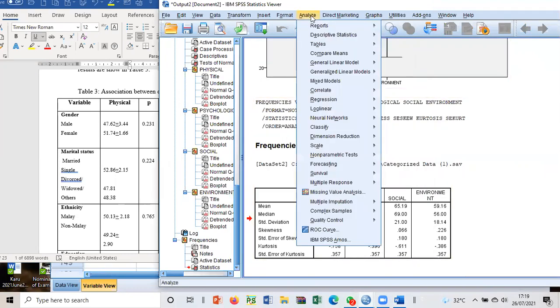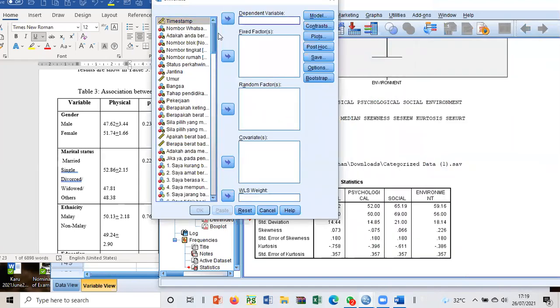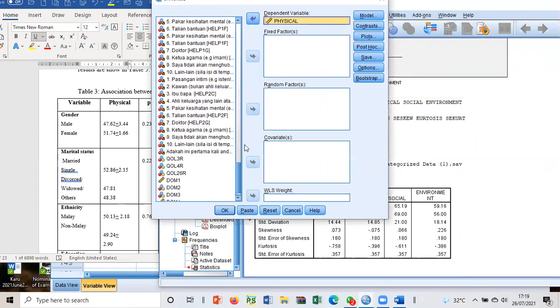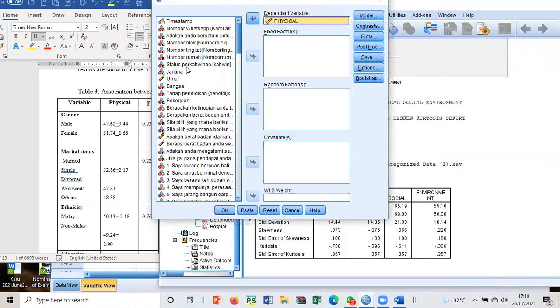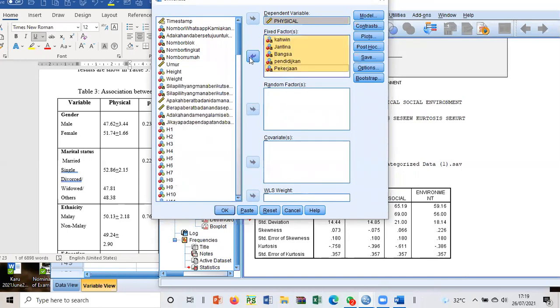So we'll go to Analyze, GLM, univariate. So the dependent variable, we can do all in one go, but rather do one by one. Physical. Then the status perkawinan, kawin, jantina, bangsa, pendidikan, pekerjaan. Umur is quantitative, goes inside here.